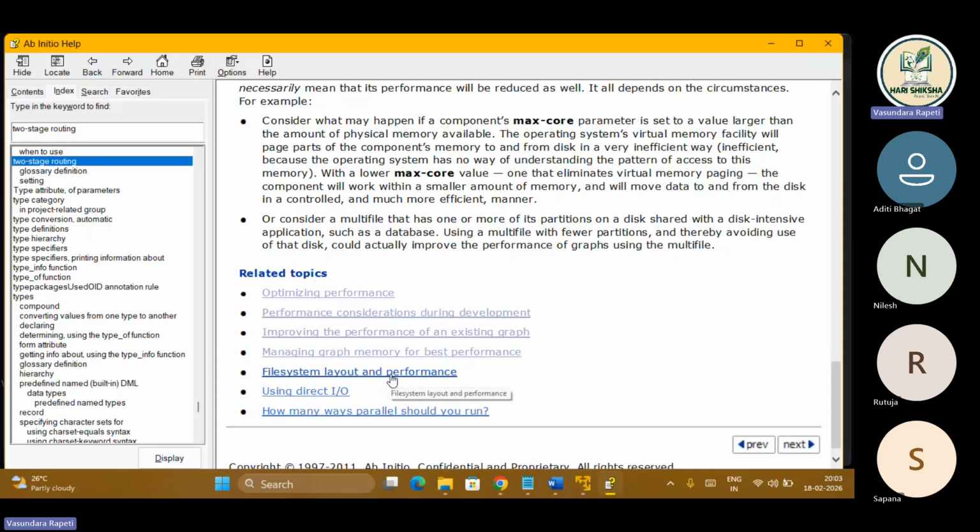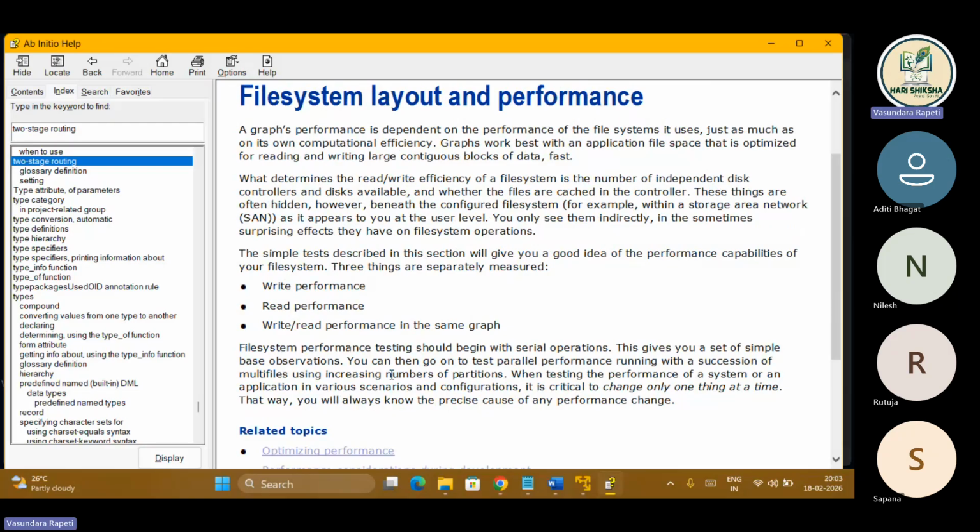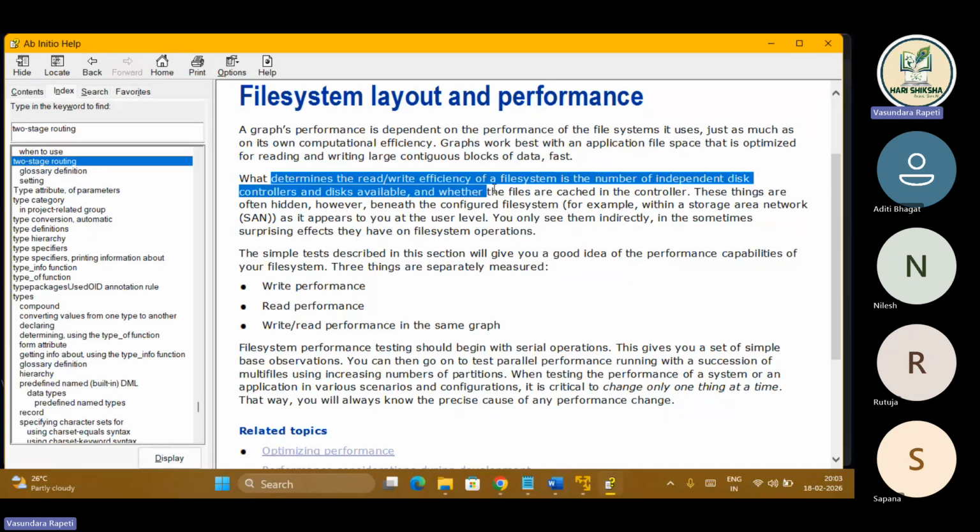Then, file system layout and performance. Layout also matters. What is layout? Layout means the depth or the files, file systems. What determines the read-write efficiency of a file system is the number of independent disk controllers and disks available and whether the files are cached in the controller. These things are often hidden.